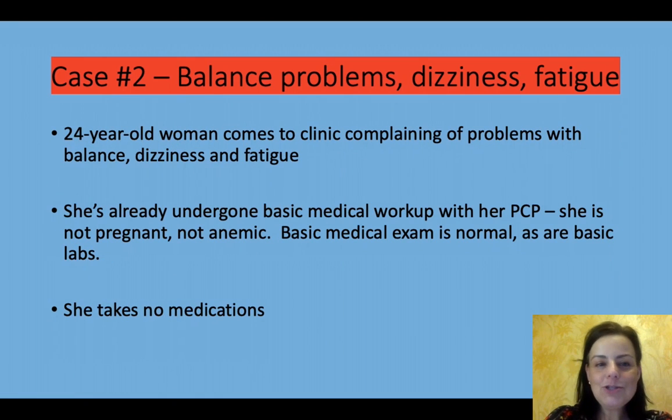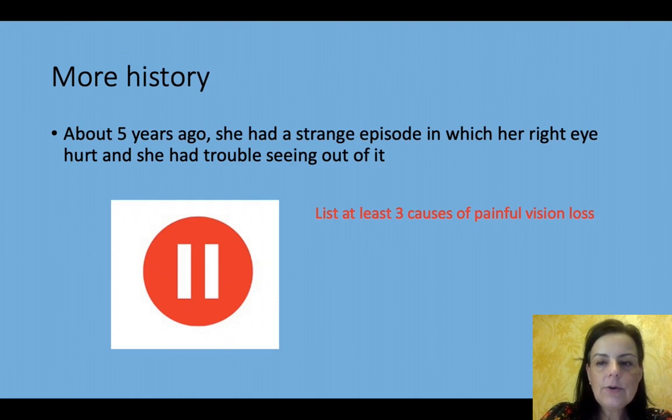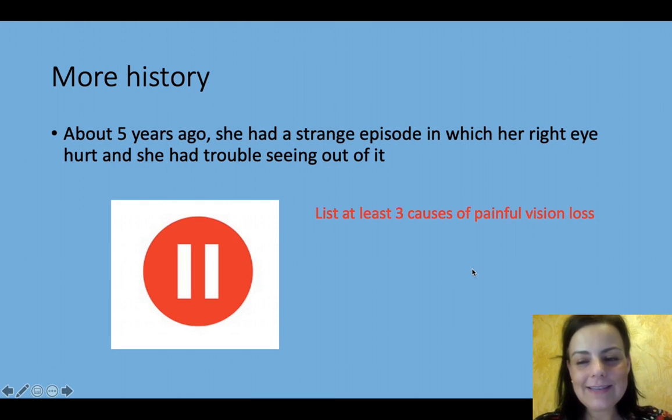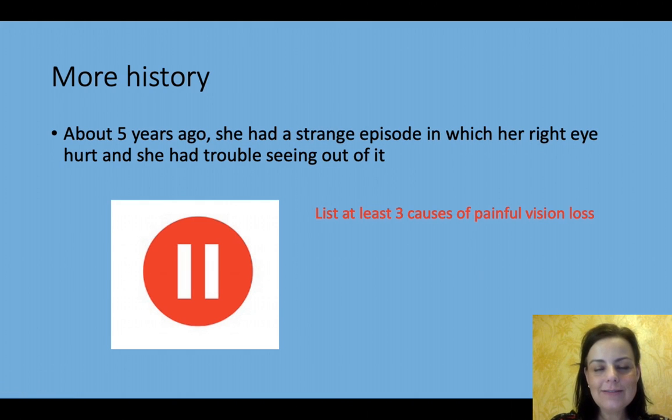All right, case number 2. We're whipping through these. I think we only have 3 cases. So we've got a young woman, 24. She has been having problems with balance, dizziness, fatigue, going on for a few months. Already had a medical workup that was benign. So she does tell you that 5 years ago she had a weird episode where her right eye hurt and she had trouble seeing out of it. So your challenge here is to pause the video and come up with at least 3 things that can cause painful vision loss, if you can.